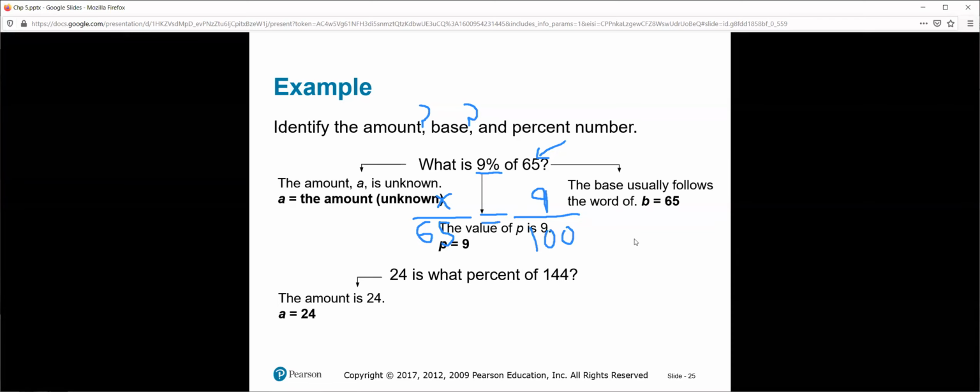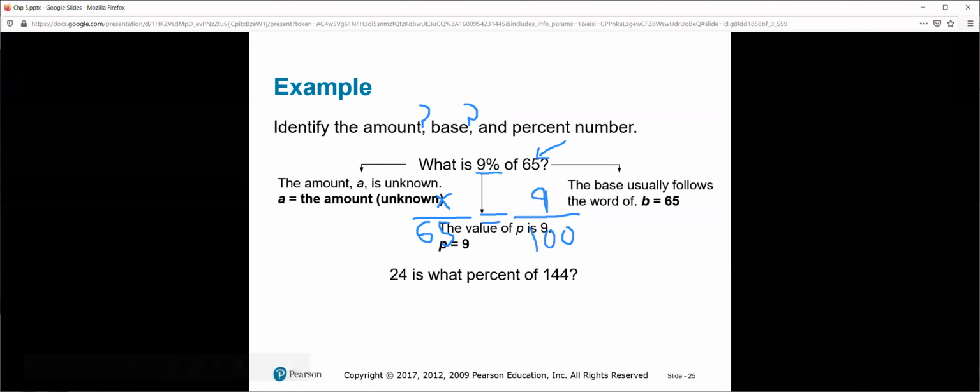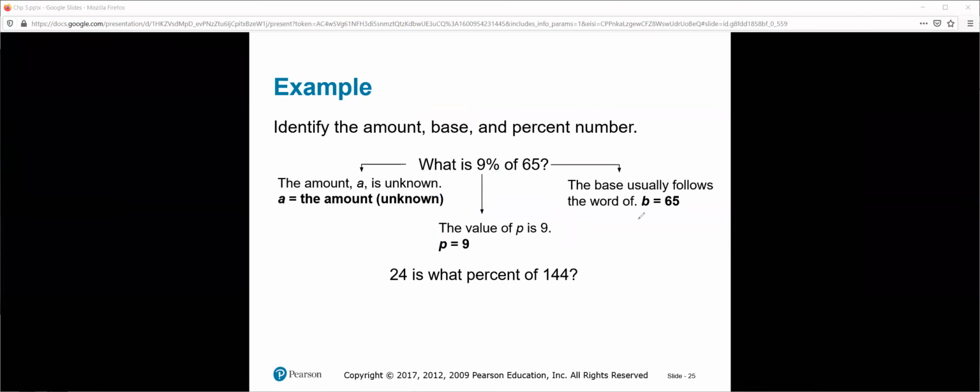And that's exactly what they show here, where you need to solve for these individual components. So again, we can move on. 24 is what percent of 144? What goes where? Well, regardless of what goes where, if we draw a little skeleton, we can fill in what we know.